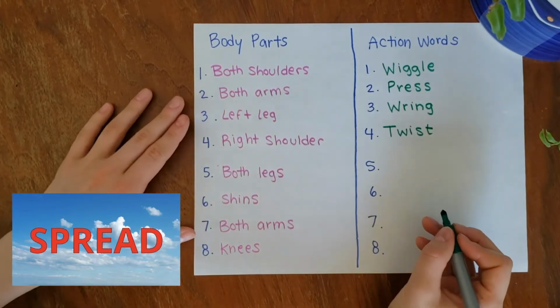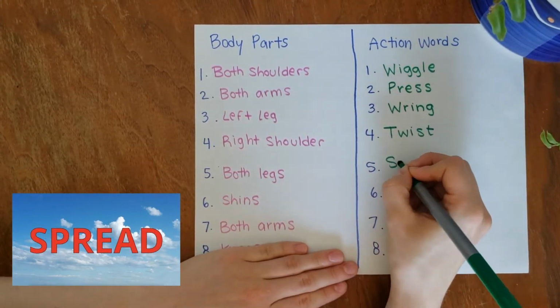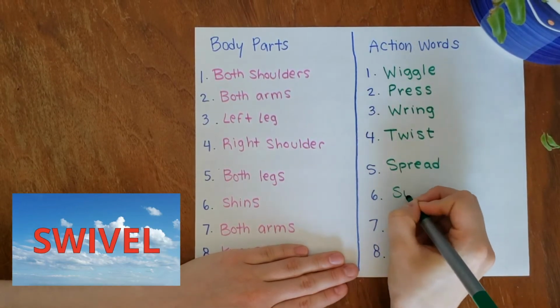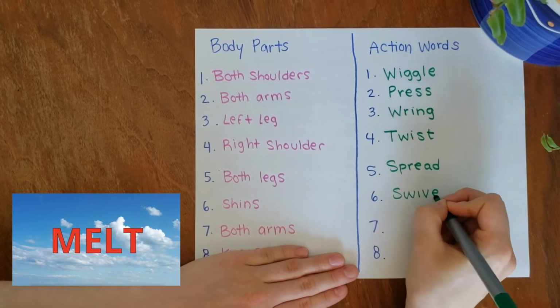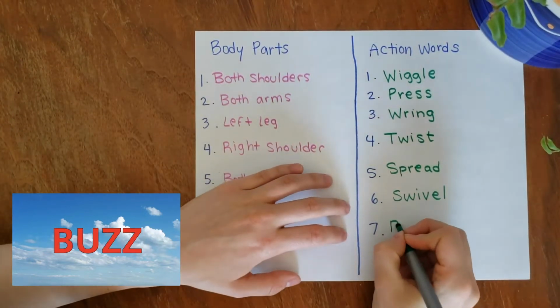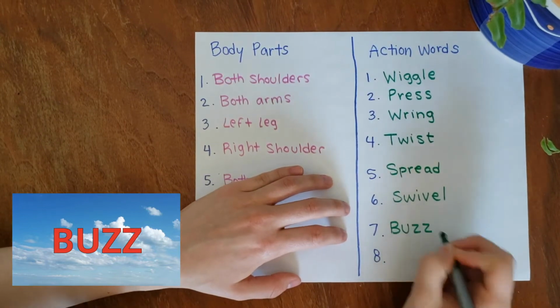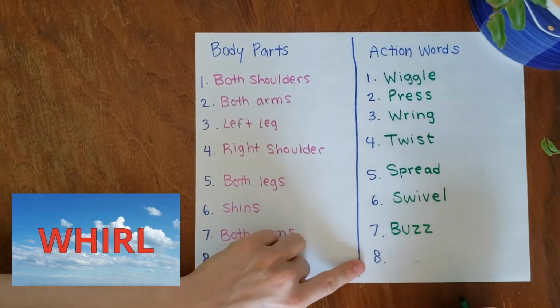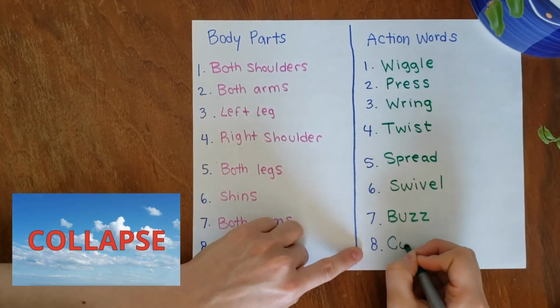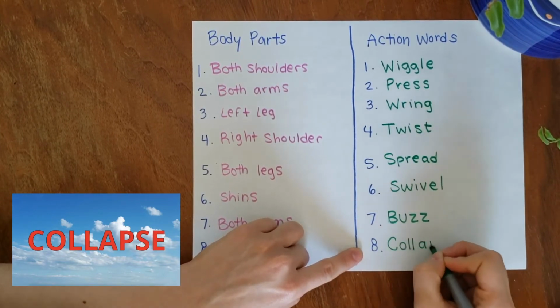Spread is the 5th word on my list. And I pause again on swivel. The 7th word is buzz. And the last word in my list, number 8, is collapse. Now, both of my lists are complete.